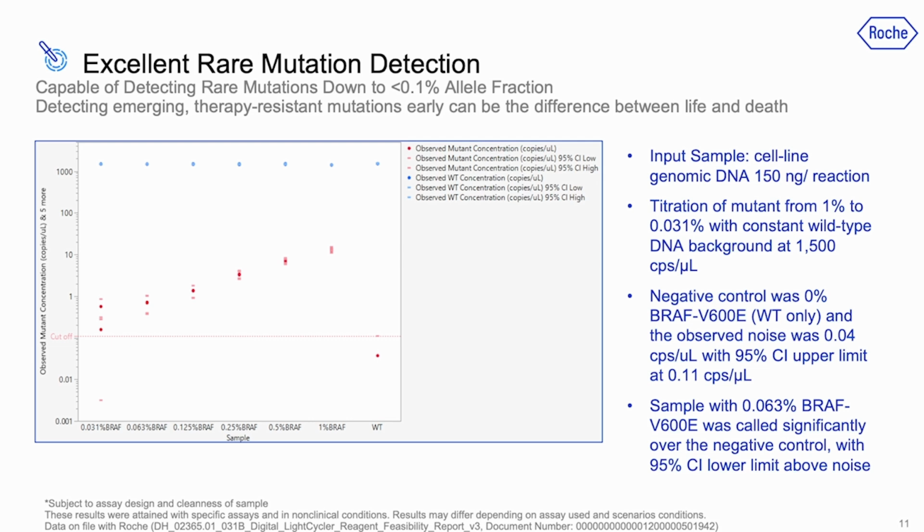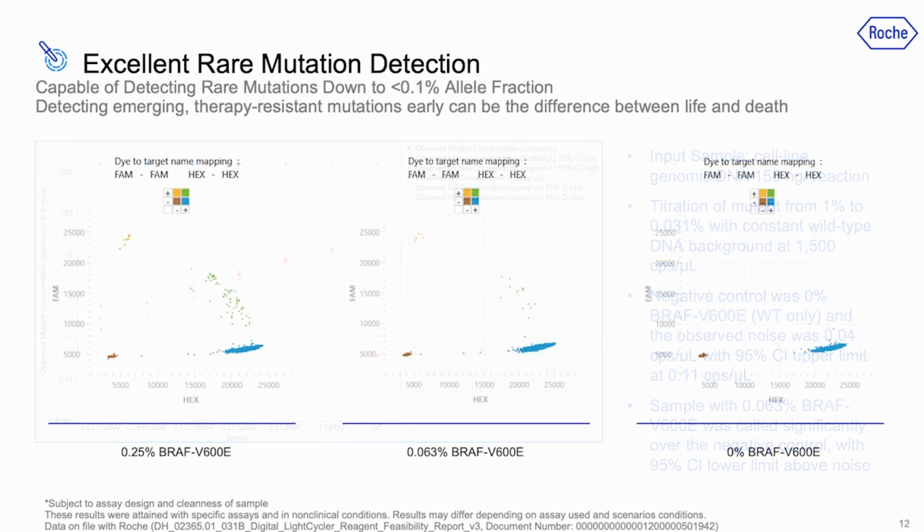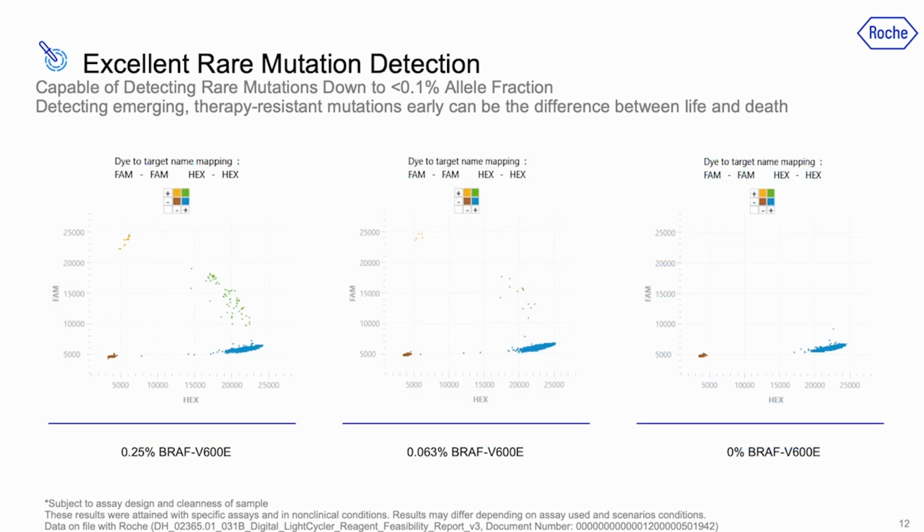Hopefully what you can appreciate here, going from the low end to the high end of that titration, is that at about right here, 0.063%, you had very nice, clear and significant separation above the cutoff, which is set by the wild type. Really nice, tight replicates, with confidence intervals very much above that. I also wanted to showcase a few of those plots to show you what the data actually looks like on the system.